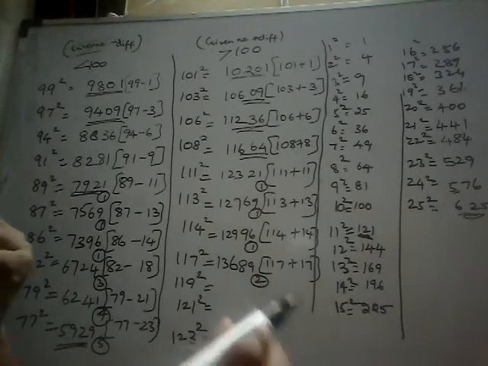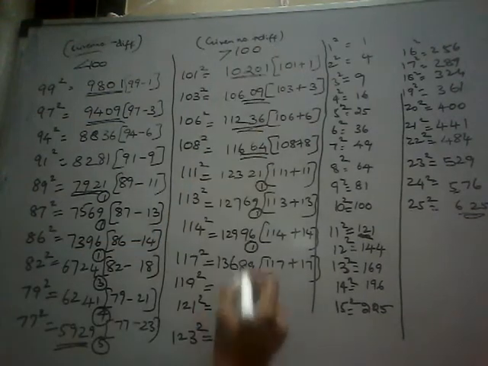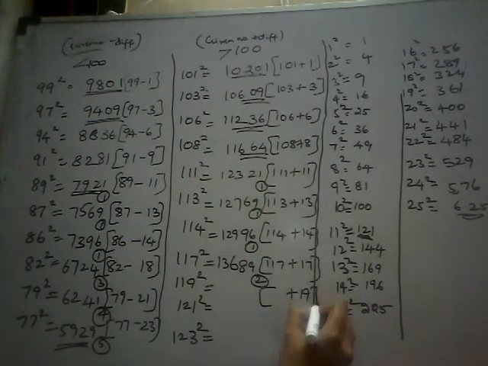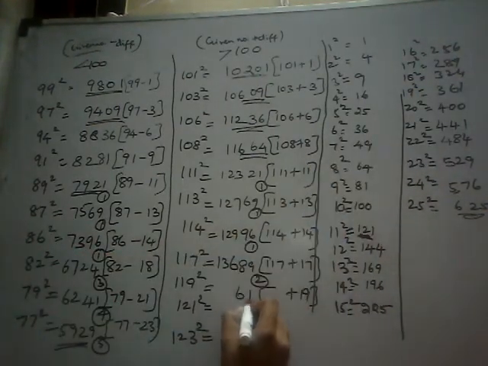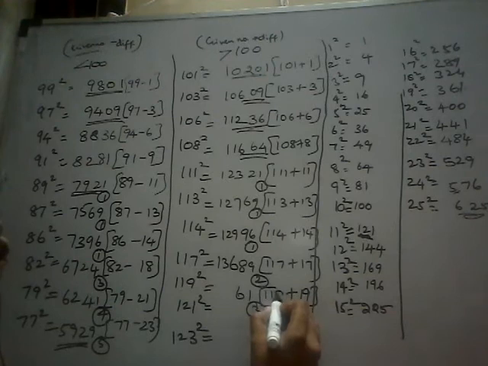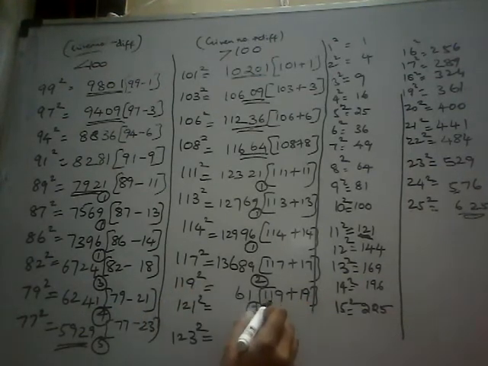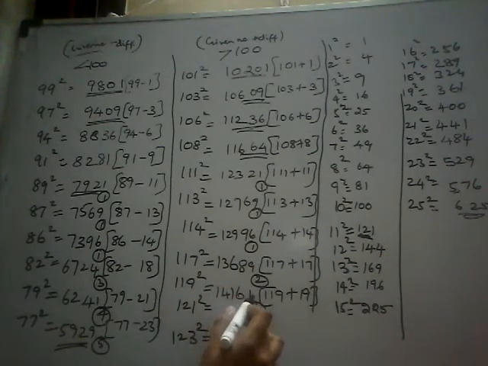Okay, same way, 119 square. What is 119 square? How much is the difference from 100? It is 19. What do you get when you square that 19? 361. 61 write it and 3 in the carryover. Now 119 plus 19, the given number is 119. What will you get? 138. 138 plus 3, 141. So 14161. Got it? 119 square is 14161.